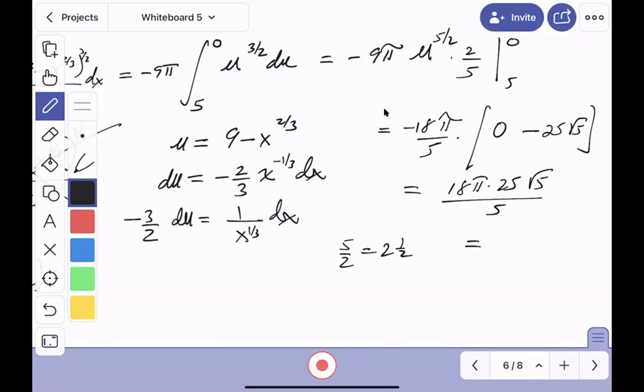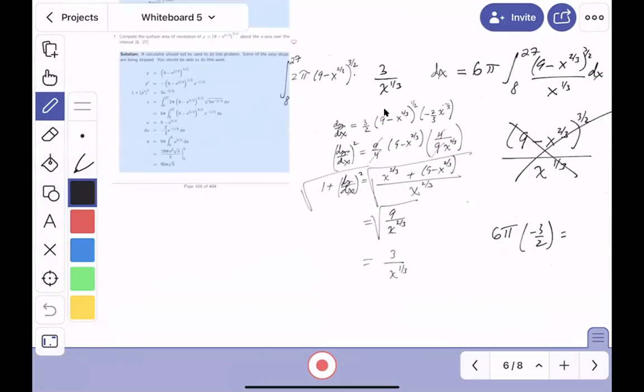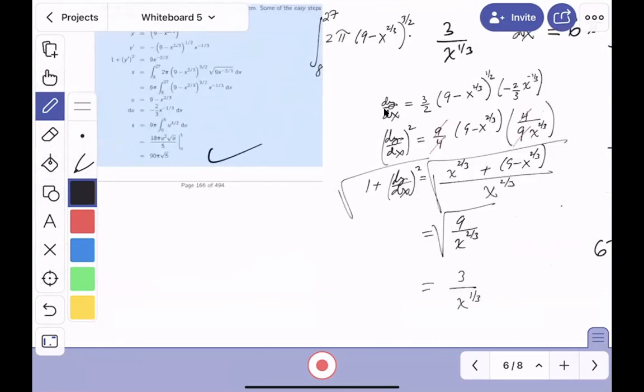And again, I'm not saying I'm beyond mistakes. I make mistakes all the time. 5 goes into 25 five times, 5 times 18 is 90, so 90 pi root 5. I don't know, maybe I made a mistake. Wow, miracle. Got that one right too.